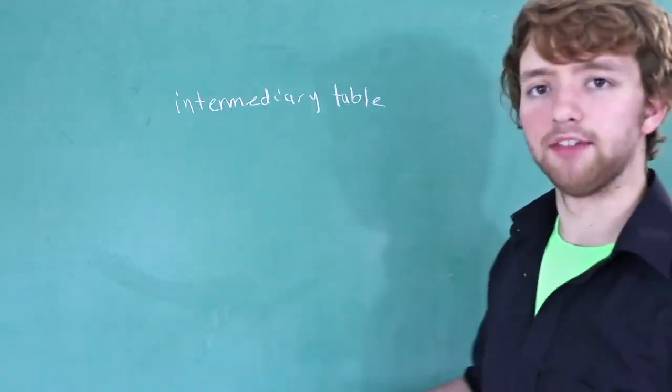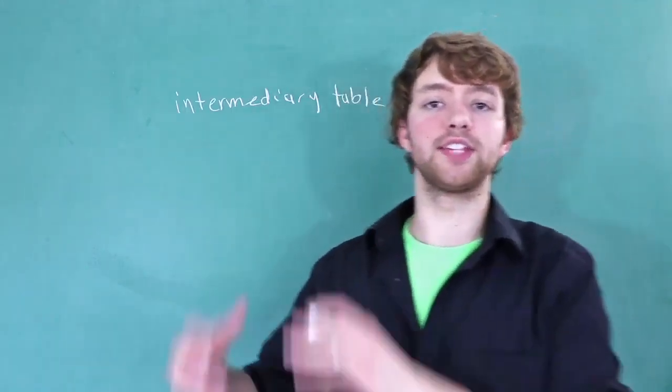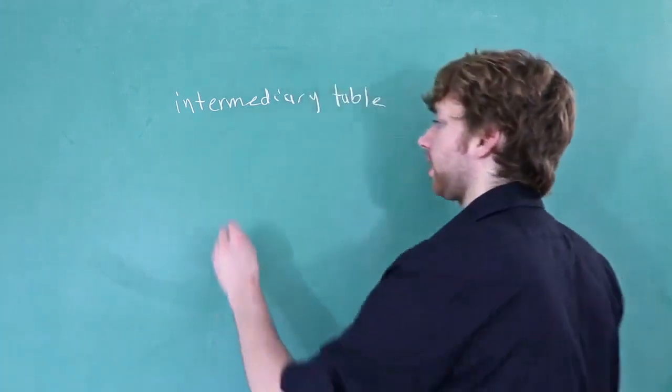A couple of videos ago, I discussed many-to-many relationships and how they need an intermediary table. The example I gave was users listing things they were interested in. So we had a table like this.